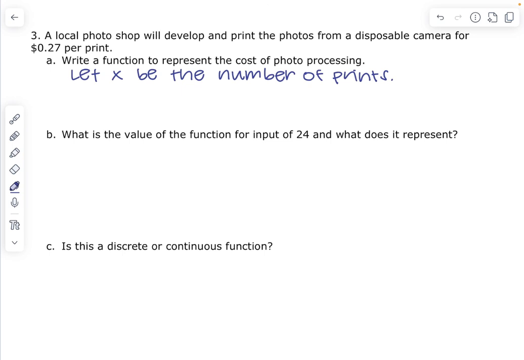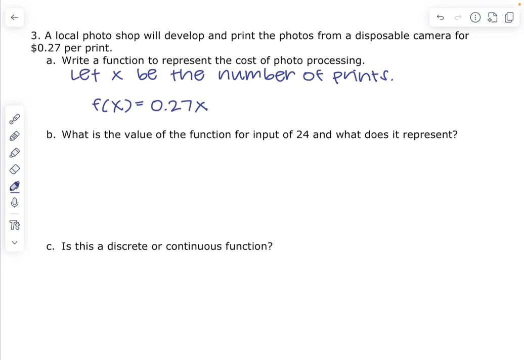Then I'd like to write a function, so I'm going to call this f of x. It says that it is 27 cents per print. It doesn't say anything about a flat fee or anything just for going into the store. So that means we're just going to take 27 cents or 0.27 and multiply it by the number of prints you want. So by x. That's our whole function there.